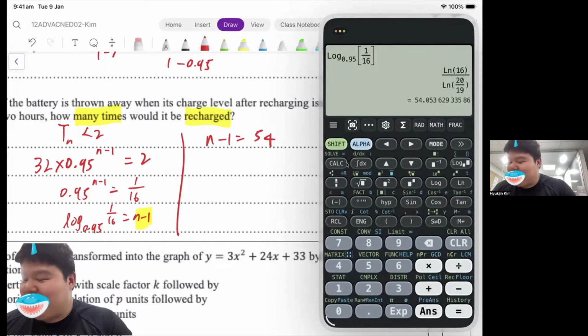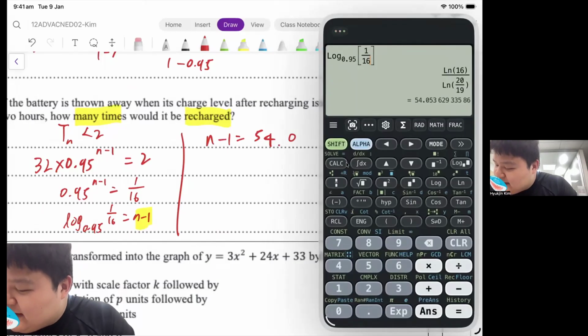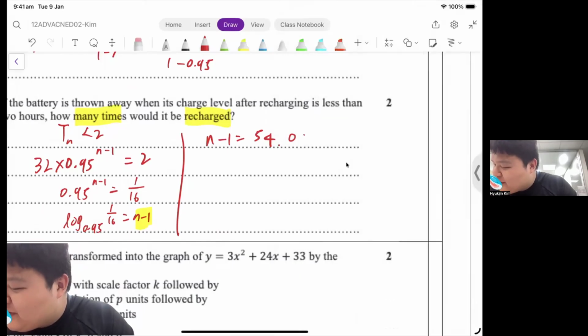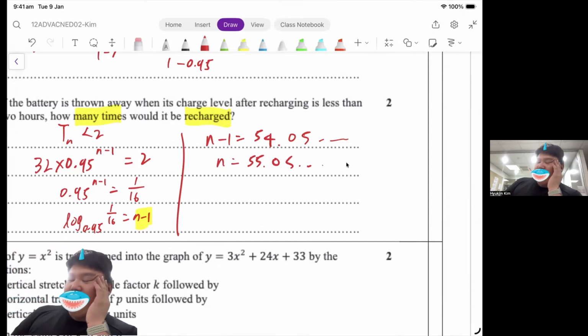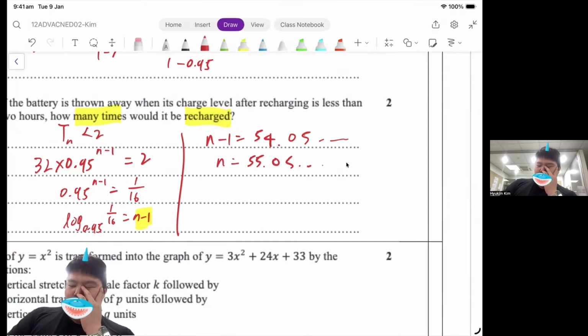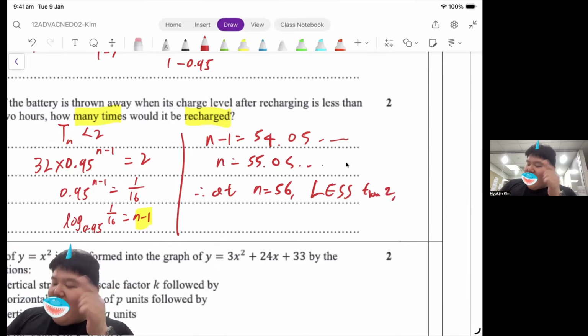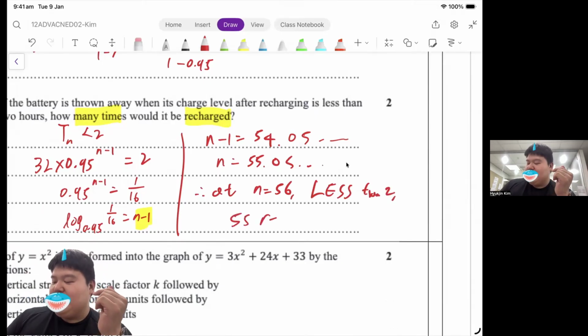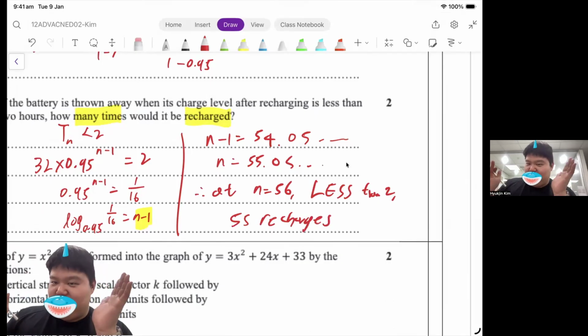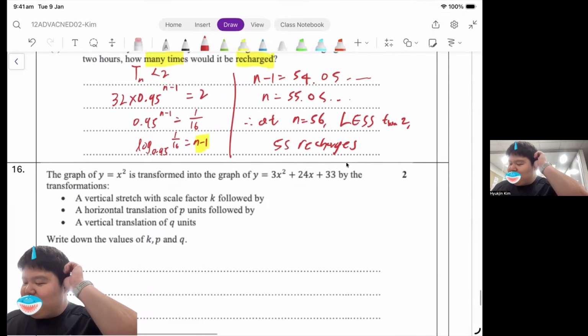I think I may have overcomplicated my mind. Let me actually do it properly without cheating. n equals 55.05 and so on. That means at 55 we actually haven't reached 2. So that means at 56, on the 56th term at n equals 56, it will be less than 2. So now we actually have 55 recharges. Okay, so I did kind of overcomplicate it for myself. My bad here. Anyhow, there we go.